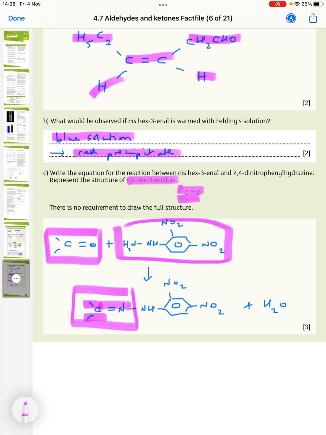It is worth definitely learning how to draw the structure for 2,4-dinitrophenylhydrazine.